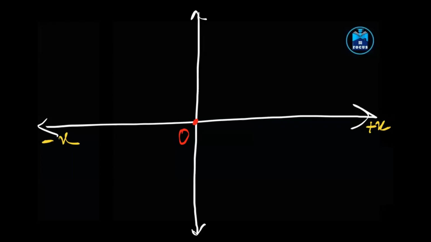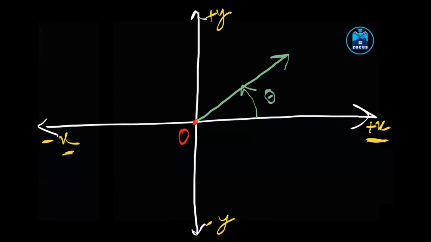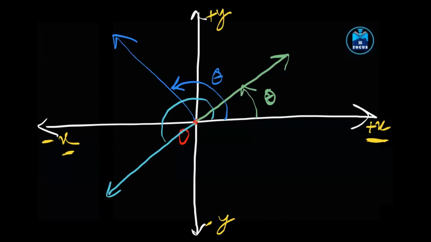We have this quadrant in which this is plus x, this is minus x, this is plus y, this is minus y. Now, the next thing you have to understand is how to measure an angle. To measure an angle, you measure it with respect to the positive x-axis. In this case, this is theta. This is also going to be theta, but I am writing in a different color to show you that everything has its own value of theta, because it has to start from the positive x-axis.